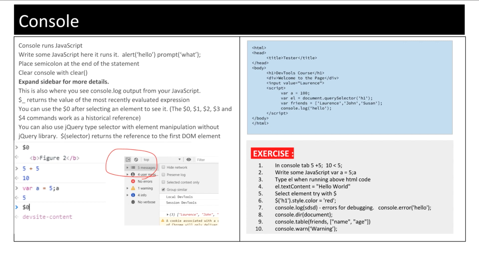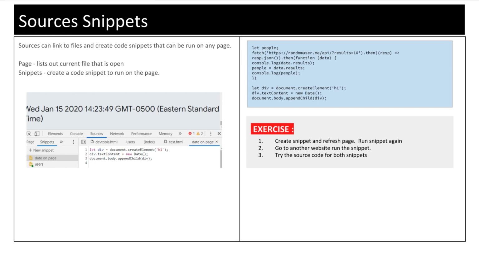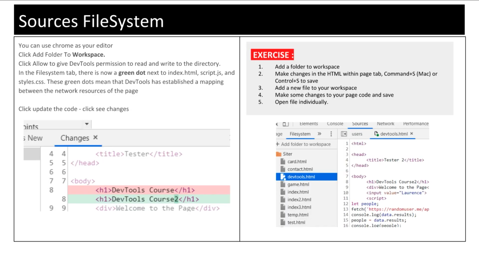There's how to use the Console. This is for JavaScript, and there are some really neat things that you can do with this, including creating code snippets. This is JavaScript code that you can run on multiple websites. You can also connect to your local file system, update your HTML, CSS, and JavaScript files, and create new files on your system.